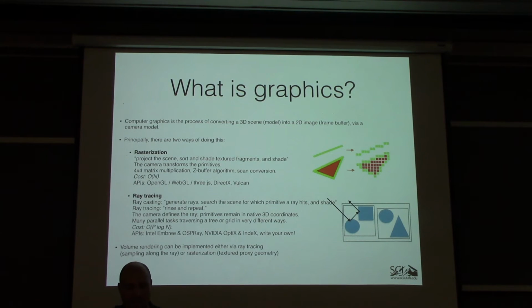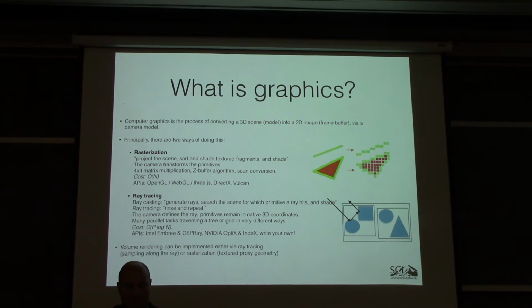Here the idea is that the camera defines the ray, and the primitives are always in native 3D world space coordinates. So the hardware we need for this is generally slightly different from what you'd want from rasterization, but in practice nowadays everything, CPU or GPU, is this sort of general purpose programmable many-core architecture either way. The cost for this is really O of log n with respect to the number of primitives, but it also depends on the size of your frame buffer. So the larger an image, the more expensive it's going to be to ray trace it.